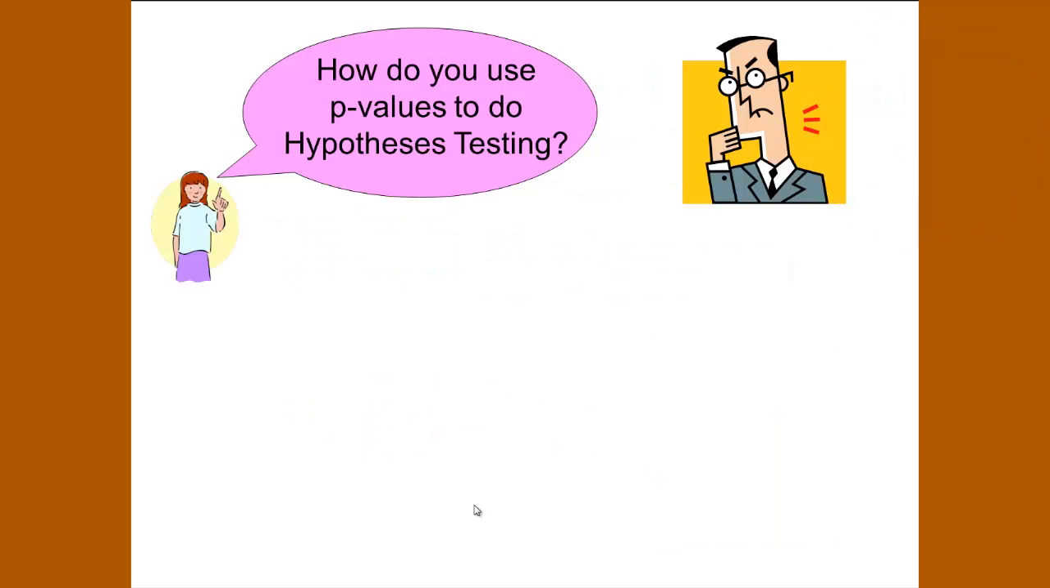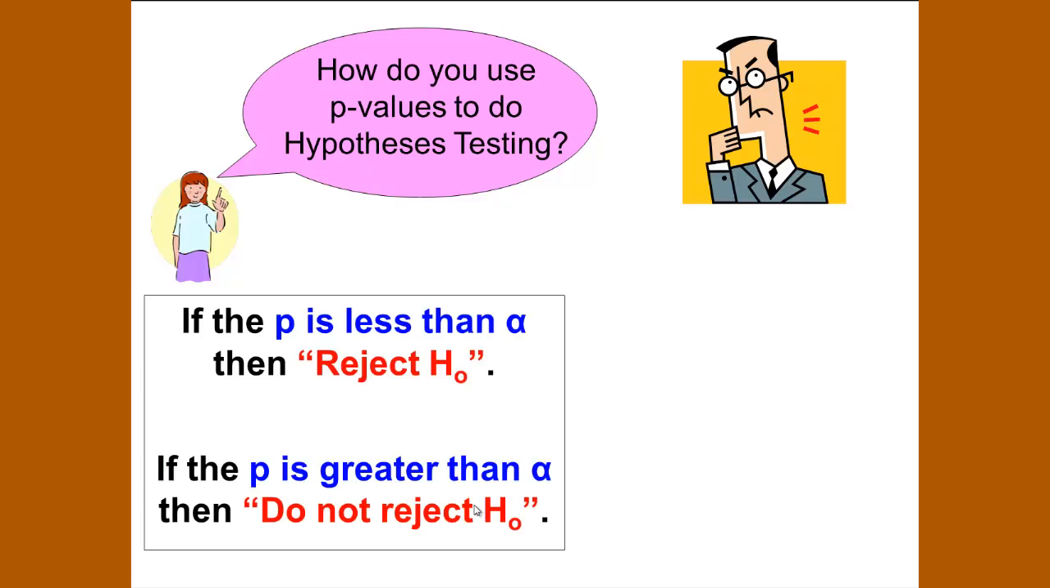And how do we use p-values to do hypothesis testing? Well, the basis of this is if the p is less than alpha, then we reject H0. That means if the p is less than alpha, we have an unusual situation. If the p is greater than alpha, then we do not reject H0. If the p is greater than alpha, it is ordinary.